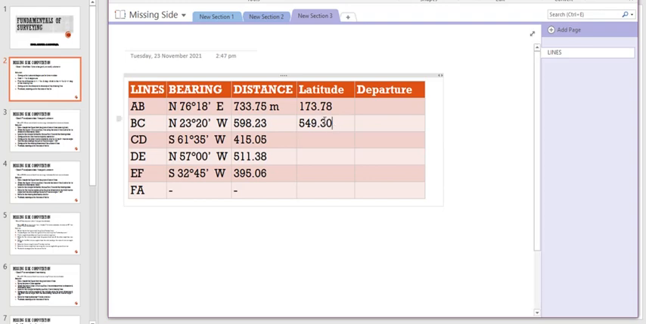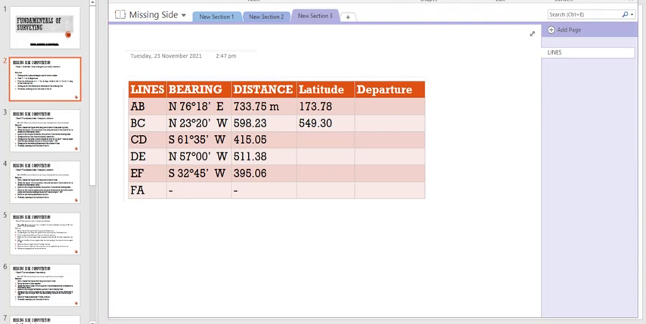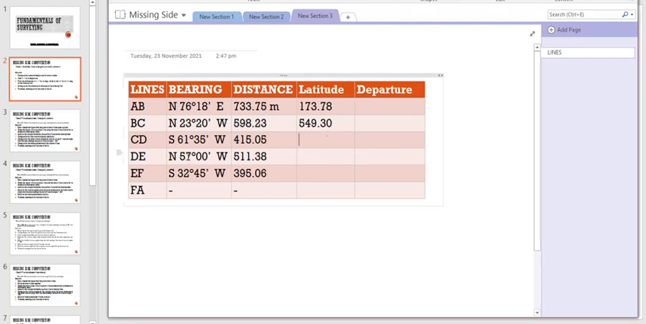549.30. Then CD: 415.05 times cosine of 61 degrees 35 minutes. That is 197.51. Since it is south, negative 197.51.